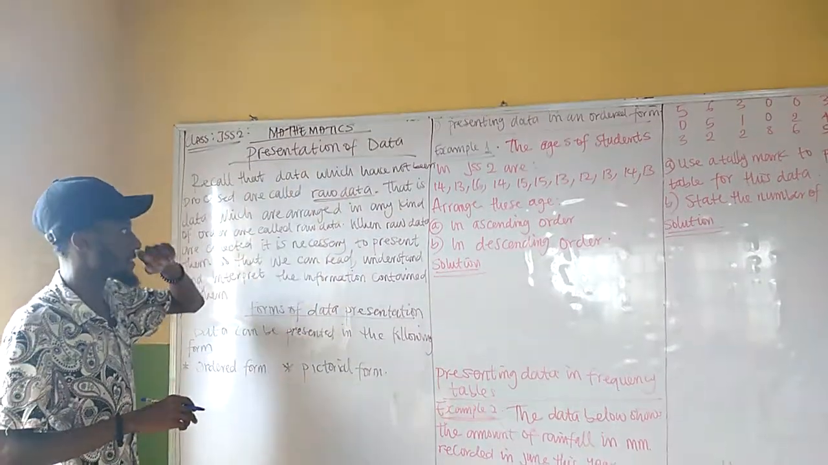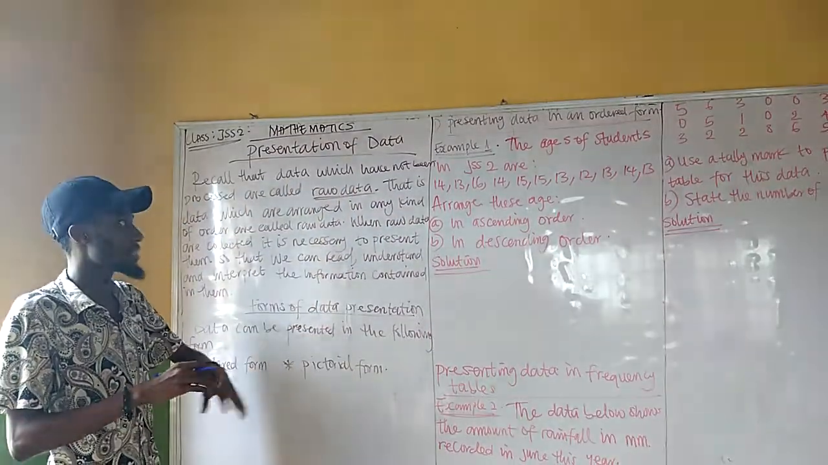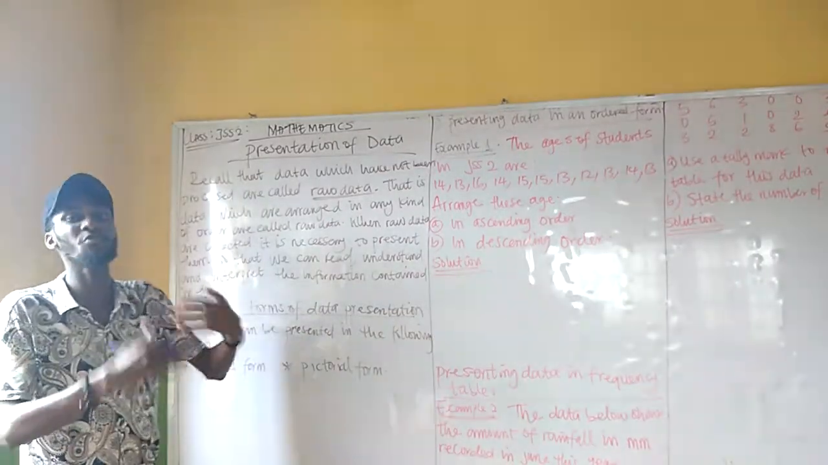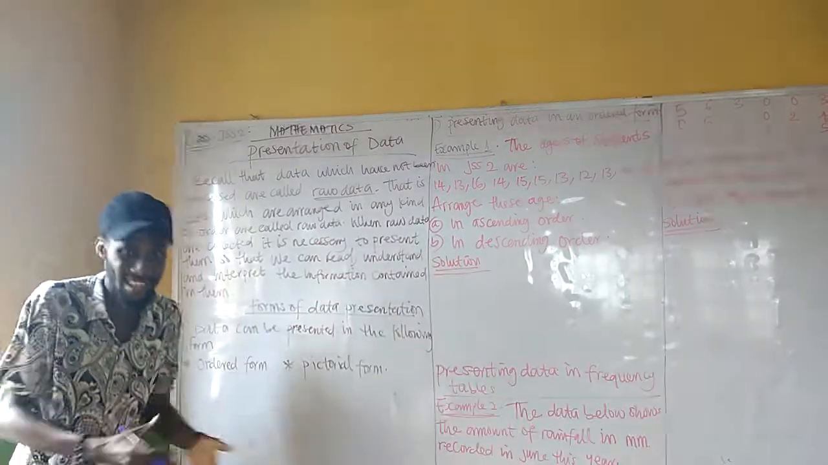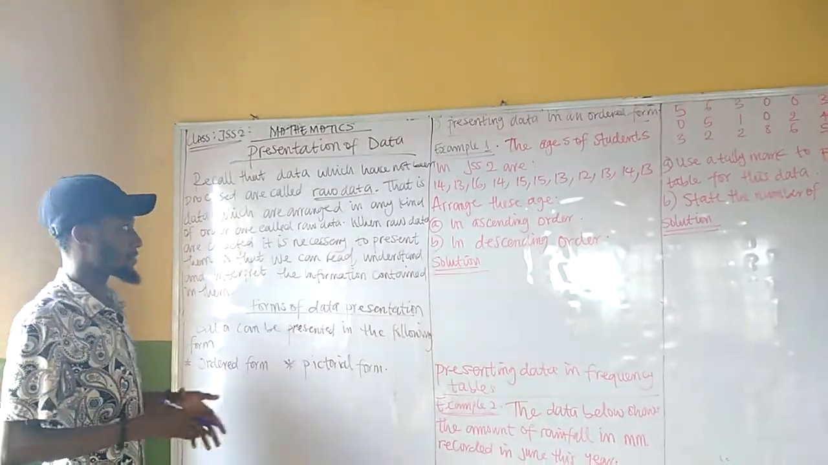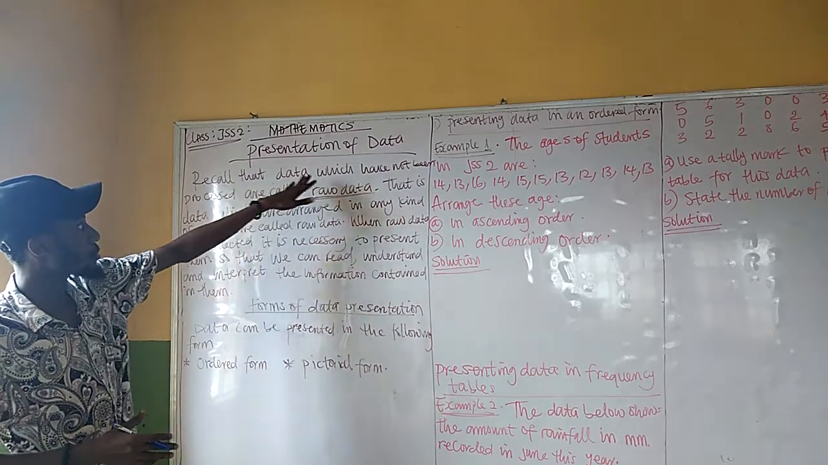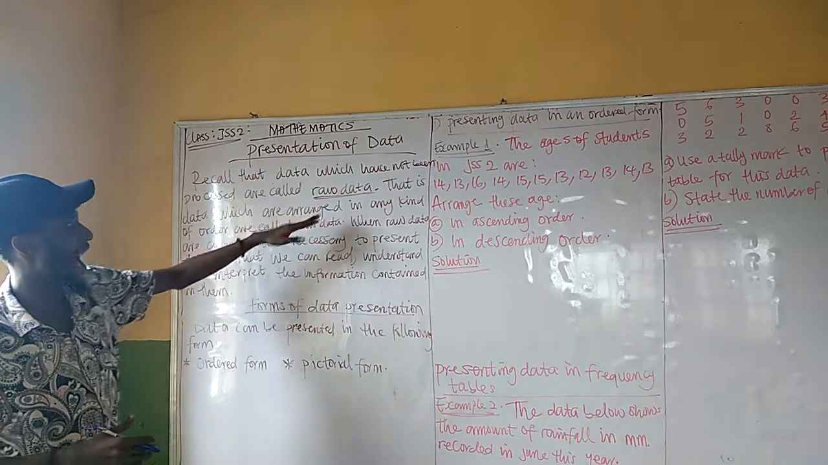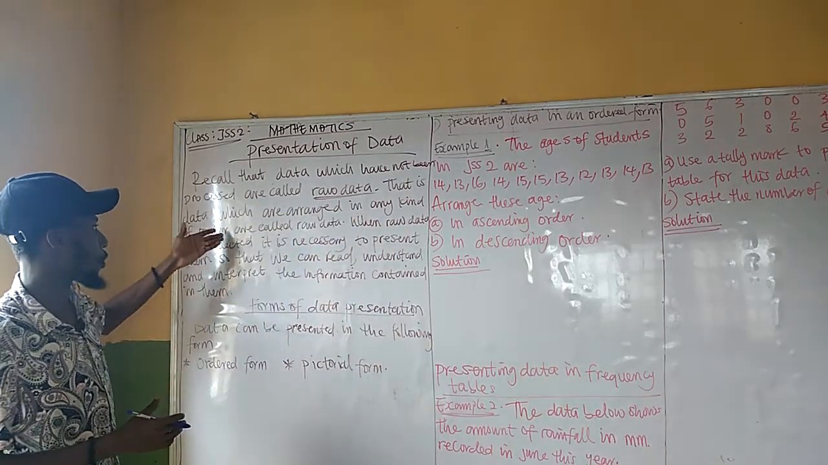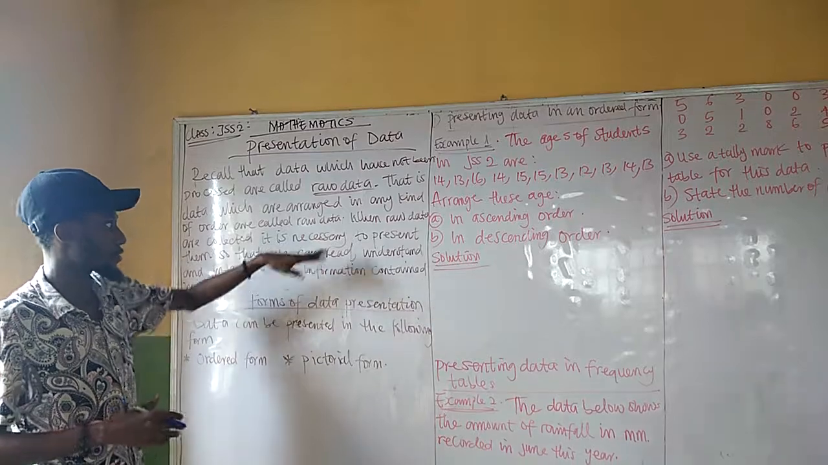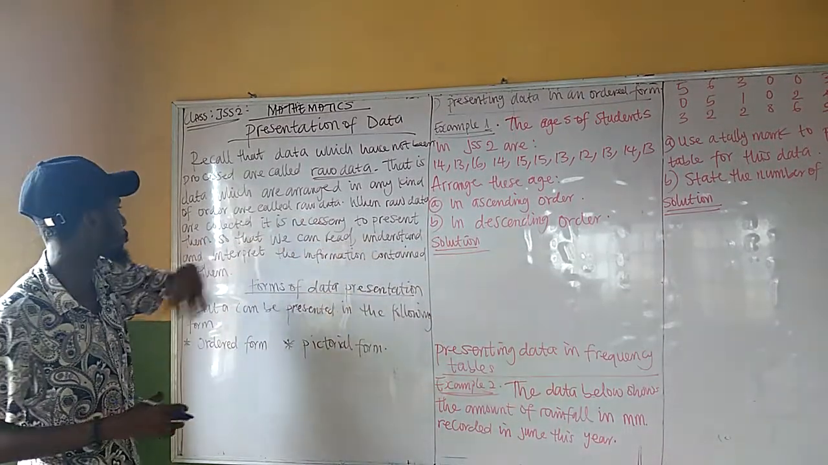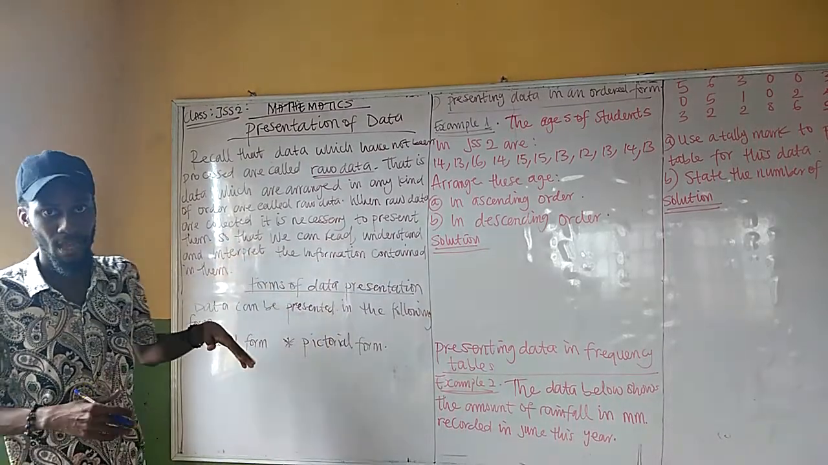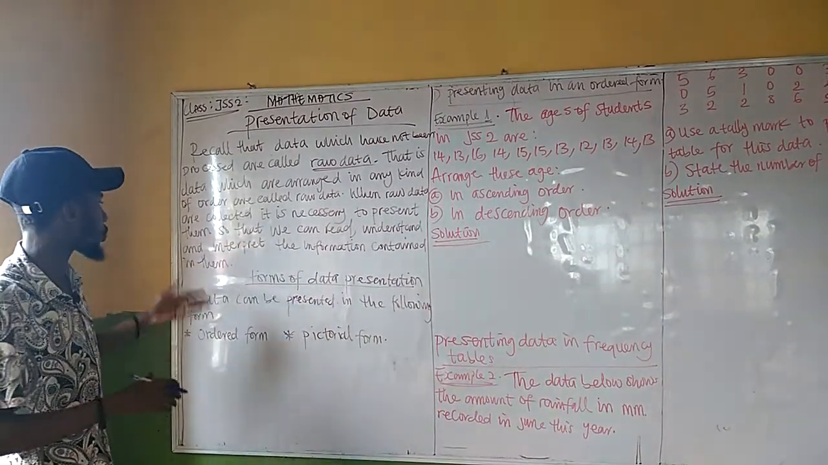Now we say record that data which have not been processed are called raw data, just like I told you. In the process of collecting data, it has not been fully processed. It is just scattered, and sometimes you find it difficult to even understand the data you have gathered through observation. So data which are not arranged in any order are called raw data. Where raw data are collected, it is necessary to present them so that we can read and understand them, and at the same time interpret the information contained in them.